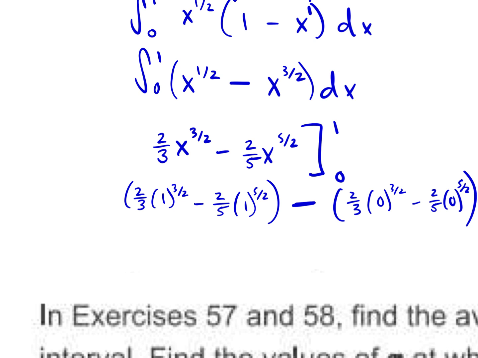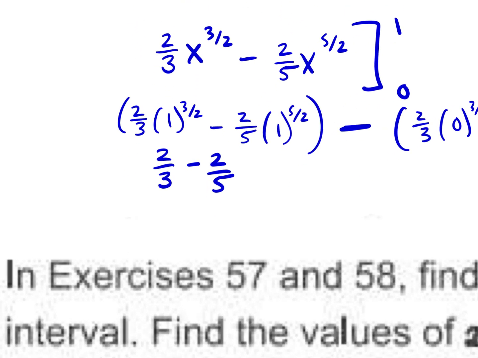From here, we just have to be careful with the math. What's 1 to the 3/2 power? 1. So then we multiply that by 2/3. We get 2/3. 1 to the 5/2 power would be 1 times 2/5 would just be 2/5. I need a common denominator here. So I can multiply the top and the bottom by 5. So we get 10 over 15. And then 6 over 15. 10 minus 6 would be 4 over 15.